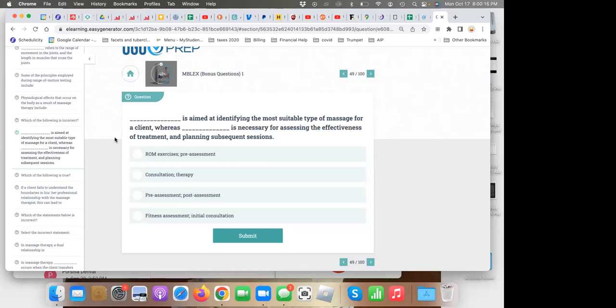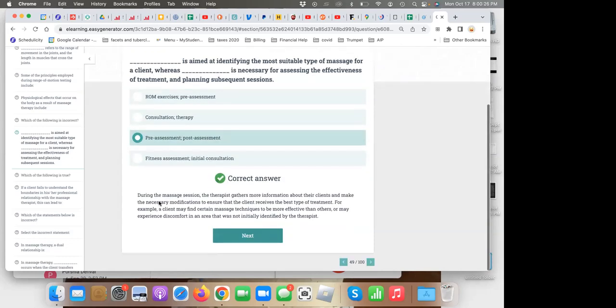Fitness assessment is aimed at identifying the most suitable type of massage for a client, whereas initial consultation is necessary for assessing the effectiveness of treatment and planning subsequent sessions. I think it's C, pre-assessment and post-assessment. Yeah, and that's it. You guys got to make sure you read every word.